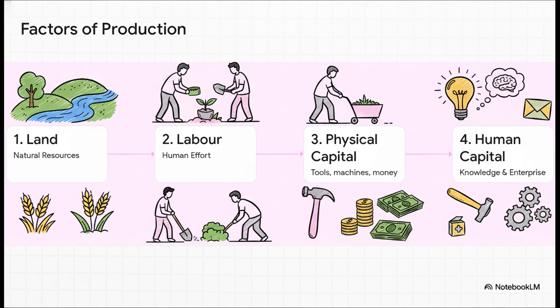The first is land, and by land we mean all natural resources. The second is labor, which is the human effort. The third is physical capital, which includes things like tools and machines. And the fourth and very important factor is human capital, that is, knowledge. Together, these 4 are known as the factors of production.